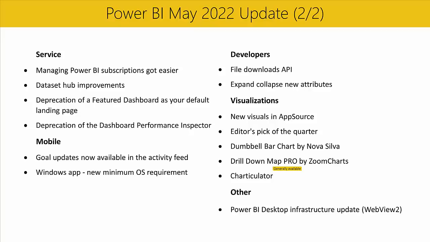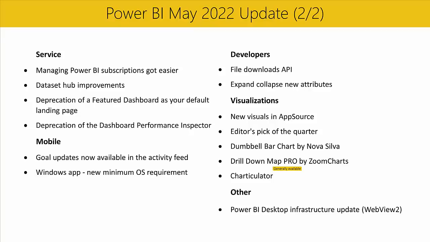Next, we have some exciting updates for you in the mobile section. First, goal updates are now available in the activity feed. The Power BI mobile app activity feed helps you stay up to date with all of the activity and updates for your content. Starting with this release, your activity feed will also include changes and updates to goals. Now you'll be able to more quickly understand and react to the status and progress of your goals.